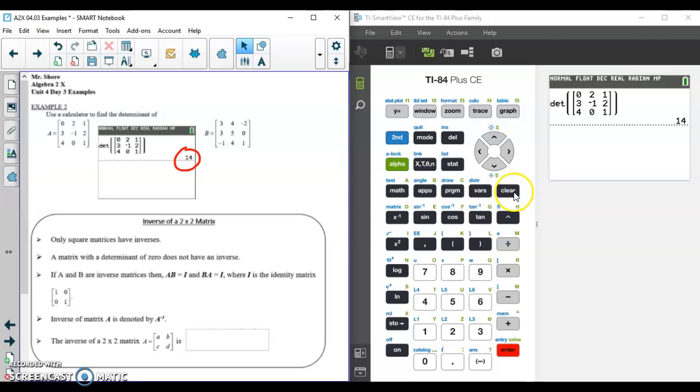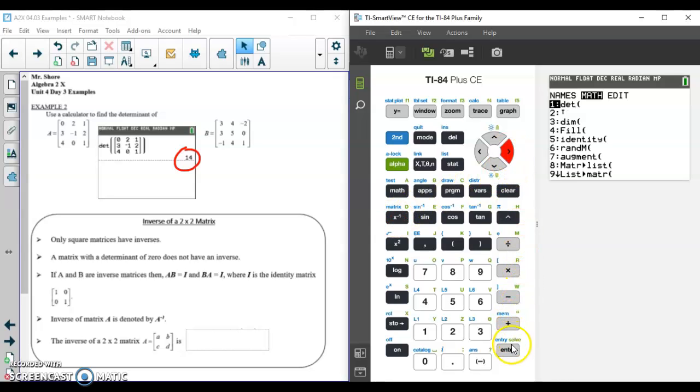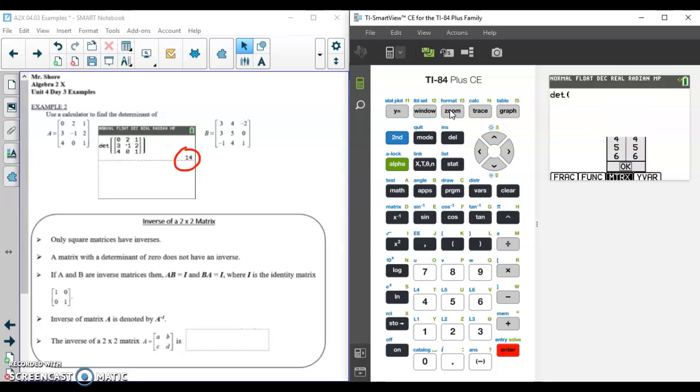Okay, we're now going to do the same thing with the second matrix. So now again we have to tell our calculator that we want to calculate the determinant. So second, the matrix button, go over to math, and number 1 is the determinant. The dimensions of our matrix are 3 by 3. So we see that, we hit enter.